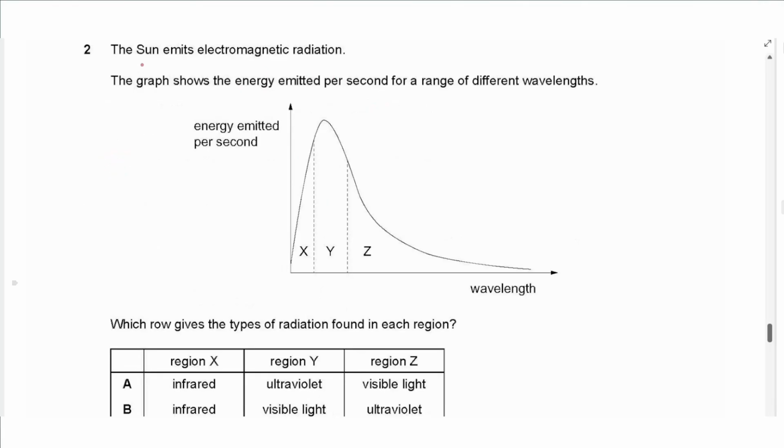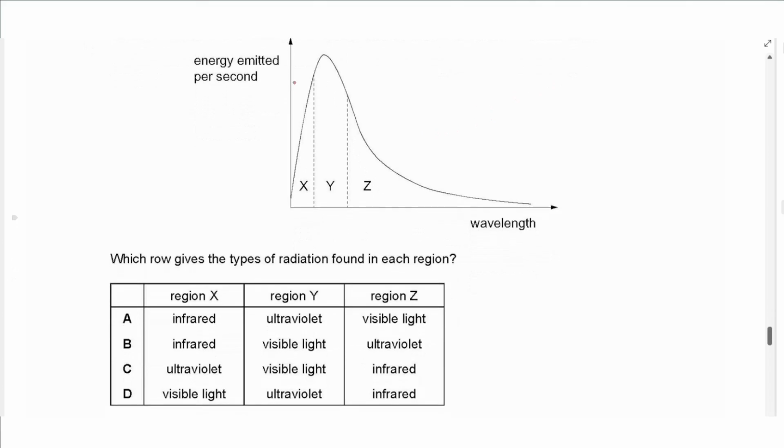The next question says, the sun emits electromagnetic radiation. The graph shows the energy emitted per second for a range of different wavelengths. Most of the radiation is in the middle at Y, and the wavelength increases in this direction. So this is short wavelength, this is long wavelength. The radiation which has the shortest wavelength emitted from the sun with high intensity is the ultraviolet. So X is ultraviolet, and the middle is visible light. And with the longest wavelength, we have infrared radiation, so the answer is C.